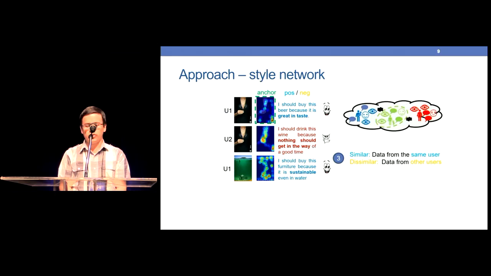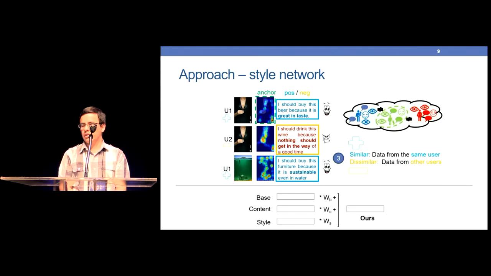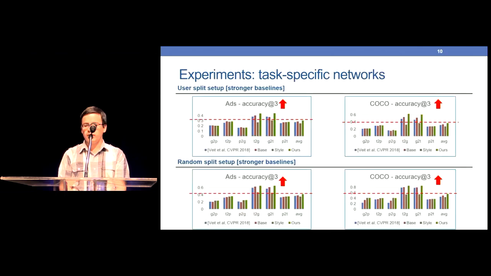Finally, we add style constraints. Data from the same user should be similar, and data from other users should be dissimilar. Our method is the combination of the three learned embeddings described so far. We evaluate our method using three task-specific networks.